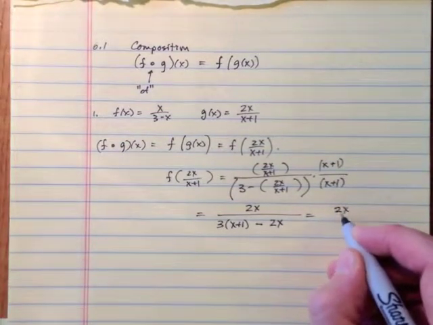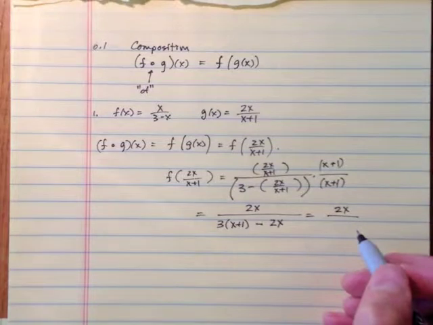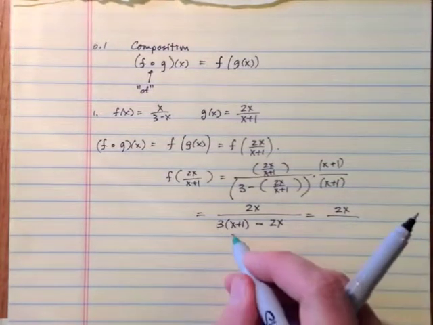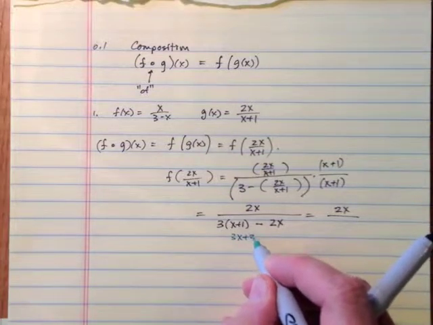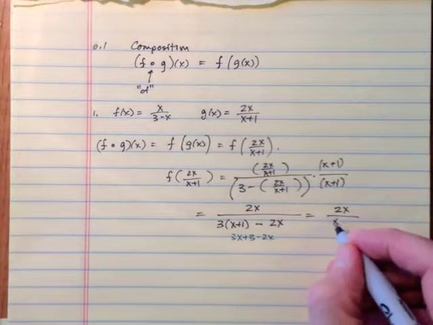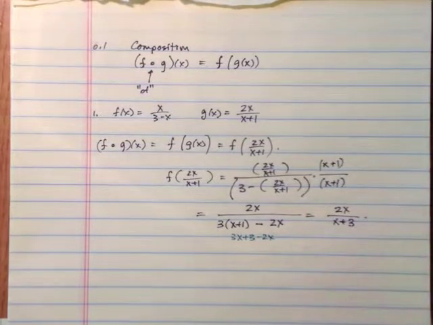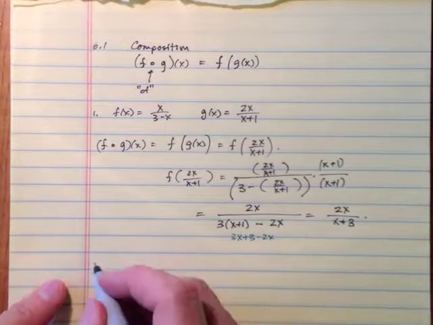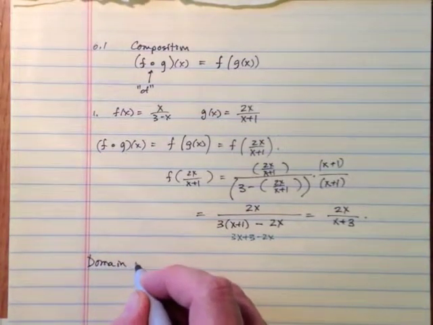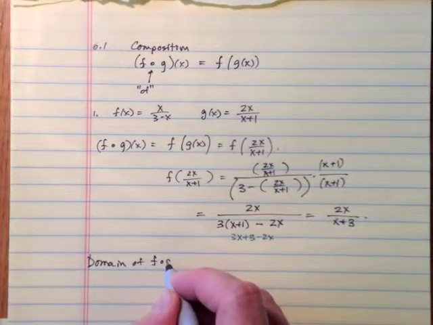I think I can make this fit in here. It's 2x over, let's see, down here there's going to be 3x plus 3 minus 2x. That's just going to be x plus 3, isn't it? Here's an interesting thing. What's the domain of f of g?